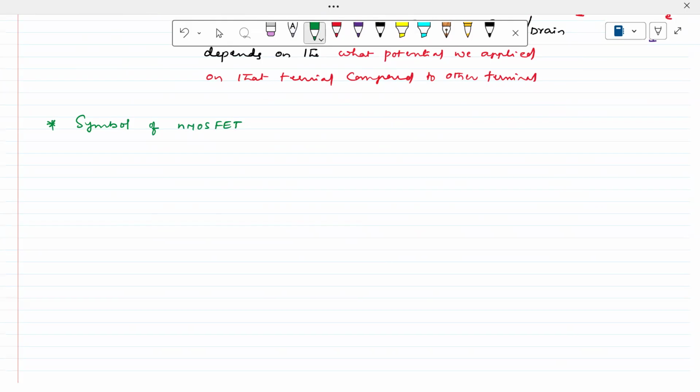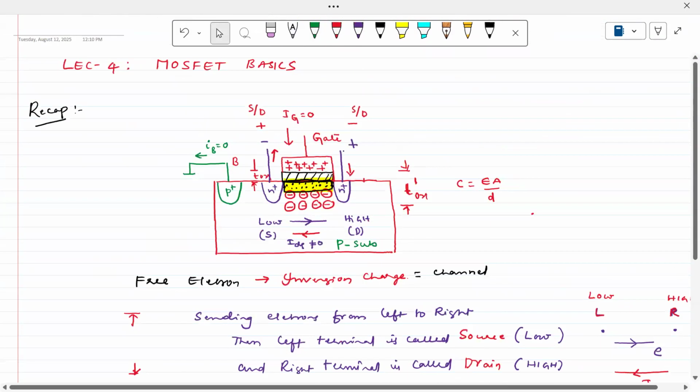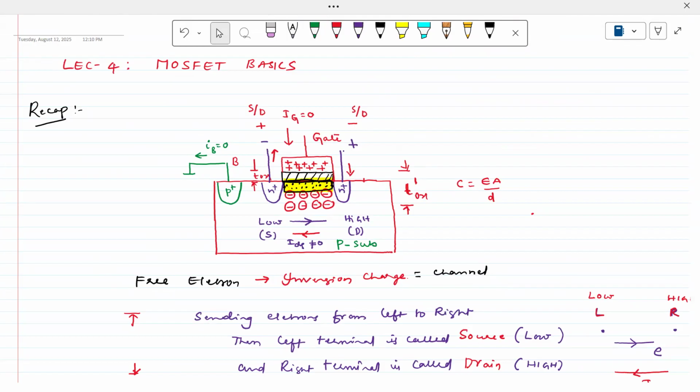If you want to play with NMOS transistors, I cannot directly draw this particular structure all the time. For example, writing 10 transistors with this structure is impossible. That's the reason I would like to create one symbol for this, to know that this is an NMOS transistor.